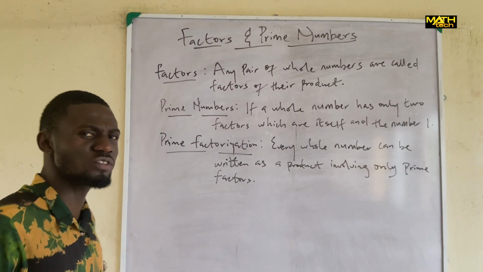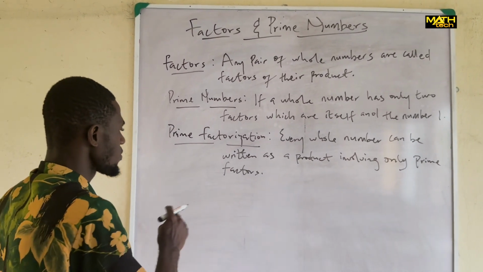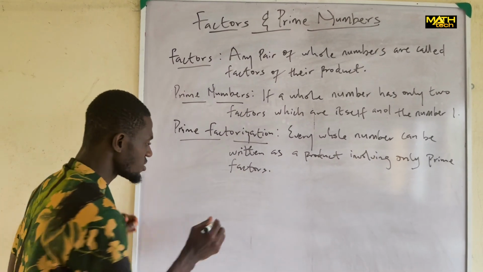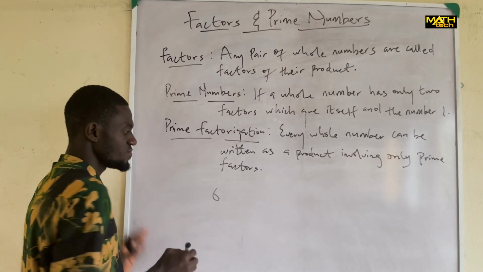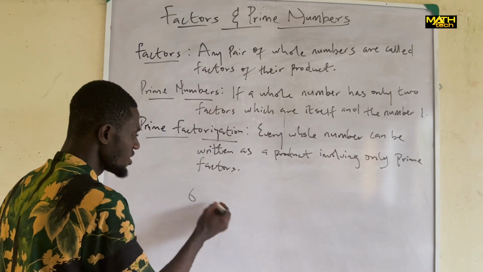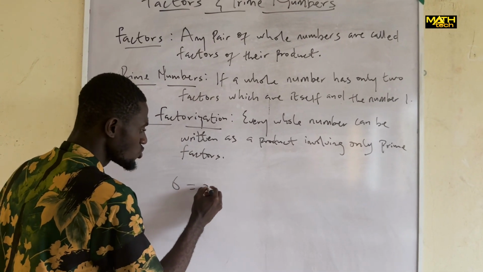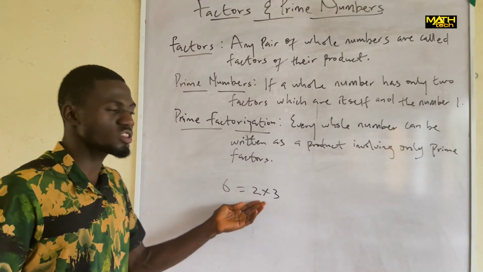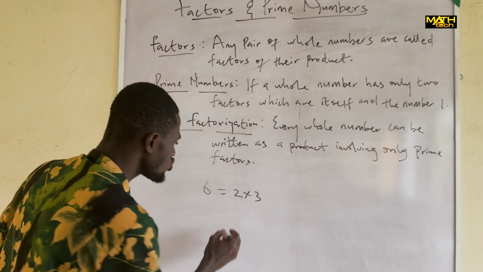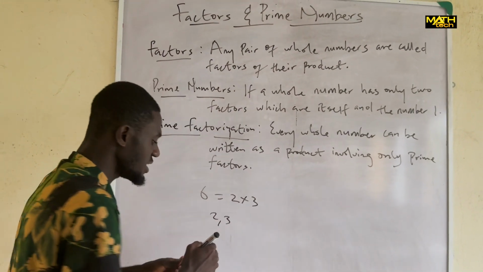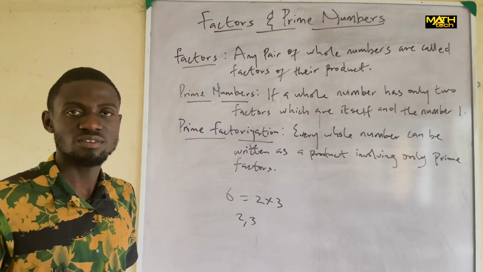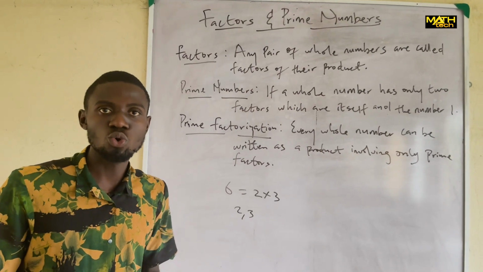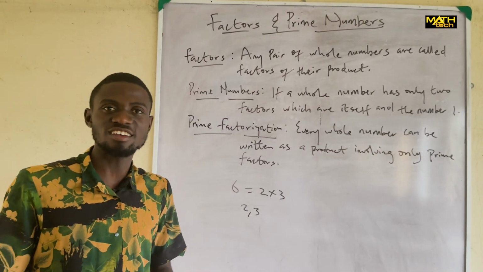Now let me give you an example of this. 6 is equal to 2 times 3. But 2 times 3 is not the only way. The values 2 and 3 are not the only factors of 6. Factors of 6 are 1, 2, 3, and 6.